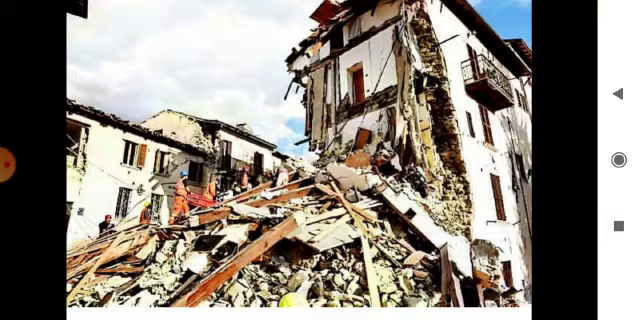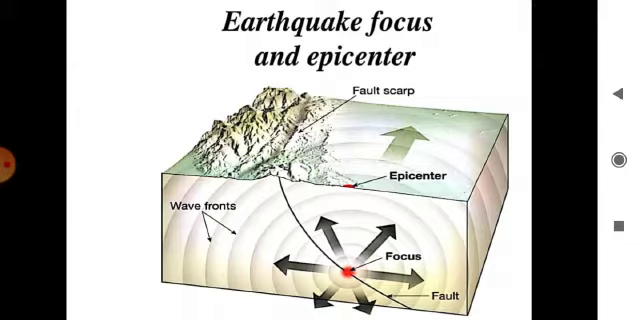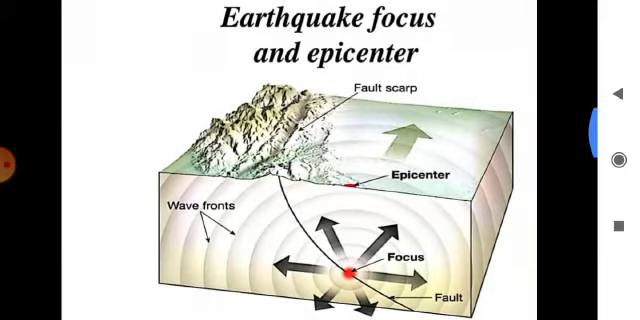Focus and epicenter. These terms are closely related with earthquakes. What is focus? Focus is a point of the origin of earthquakes inside the earth. And what is epicenter? The place on the ground surface which is perpendicular to the buried focus and records the seismic waves for the first time is called epicenter.